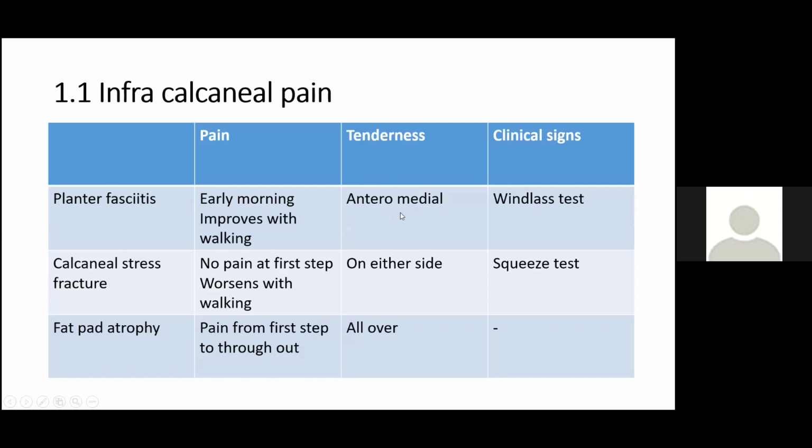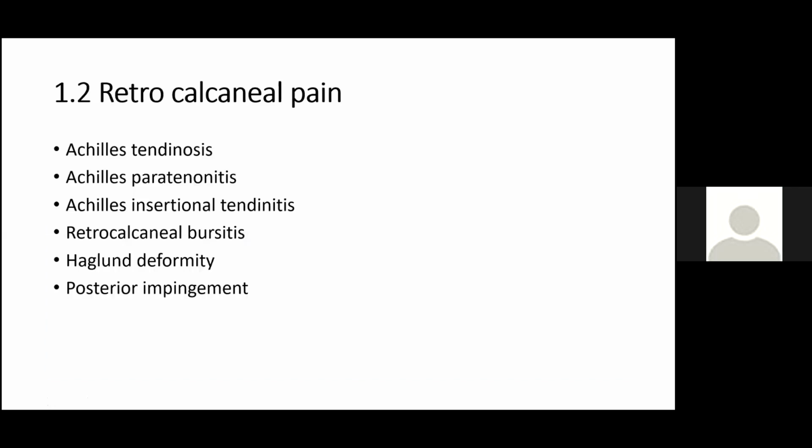And the tenderness will be along the anteromedial aspect in plantar fasciitis, on either side of the calcaneum in calcaneal stress fracture, and all over the heel fat pad in fat pad atrophy. So it's easy if you follow the route map and go on a focused examination.